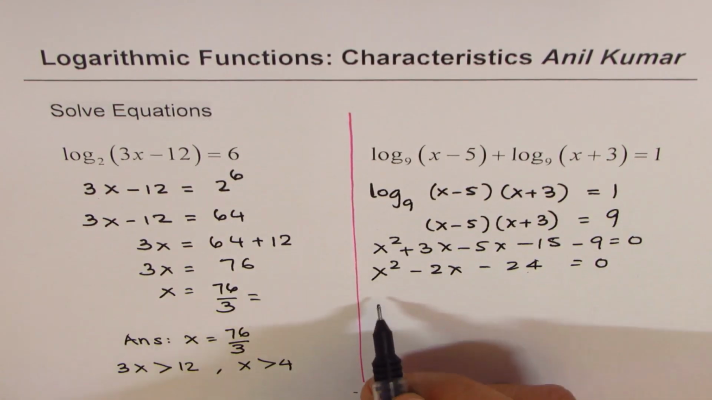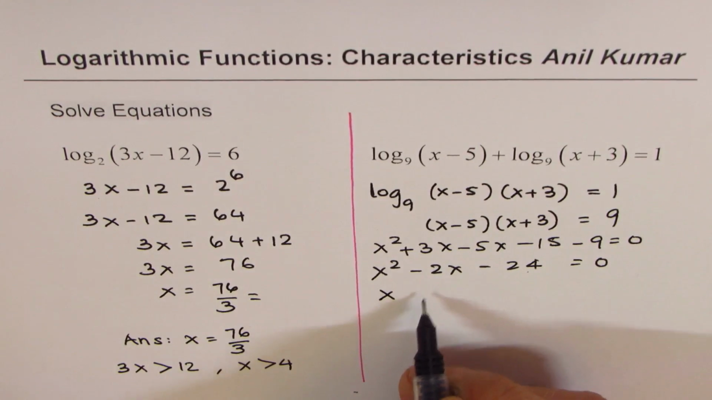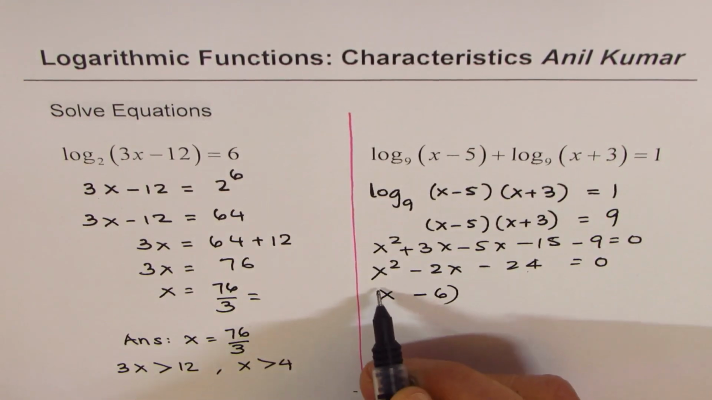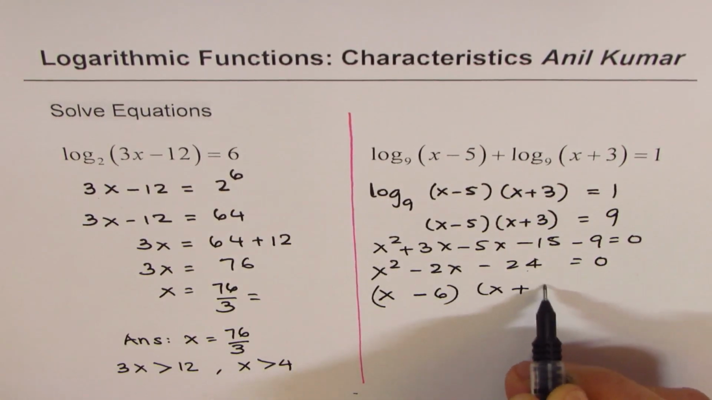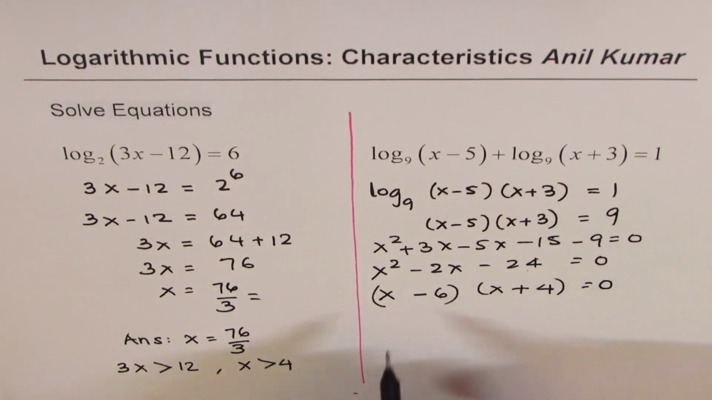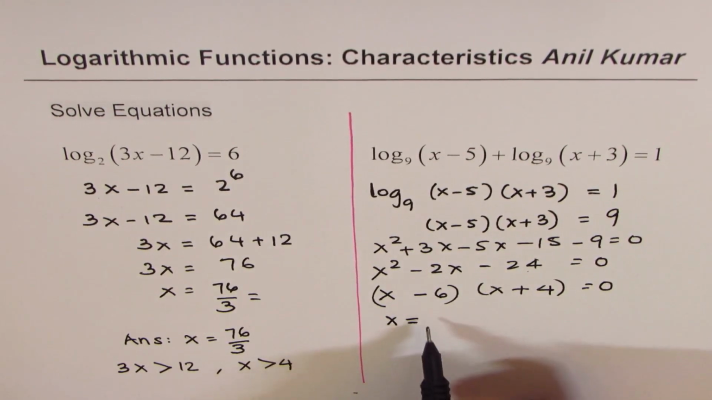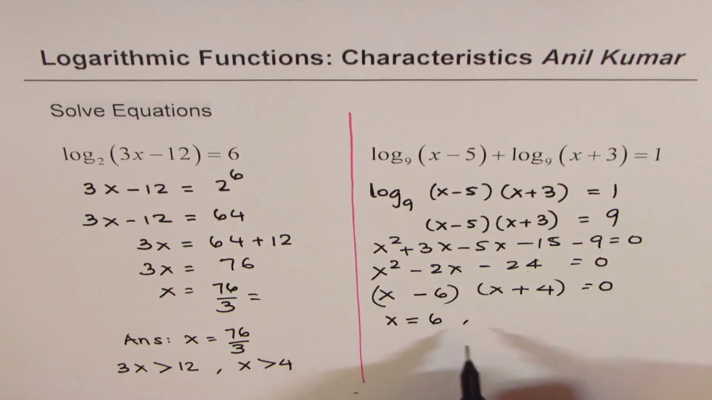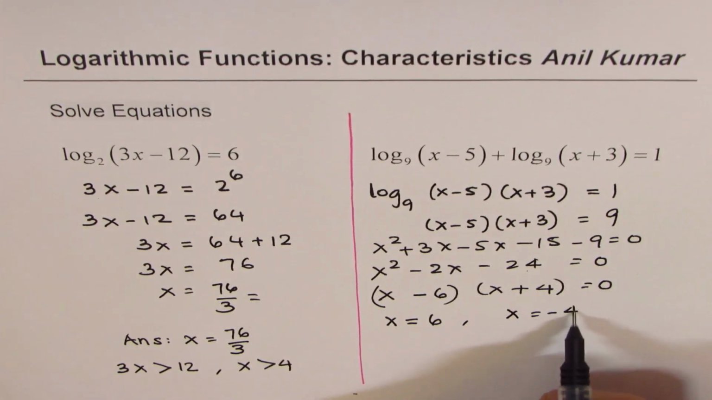6 and 4 can work for us. So we can write this as x minus 6 times x plus 4 equals 0. It gives us two solutions. One is x equals 6. The other one is x equals minus 4.